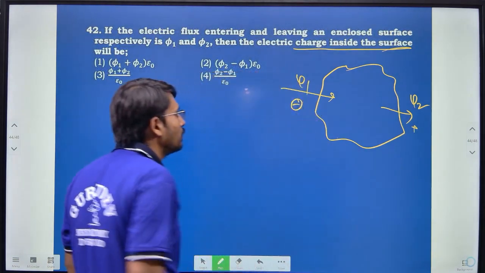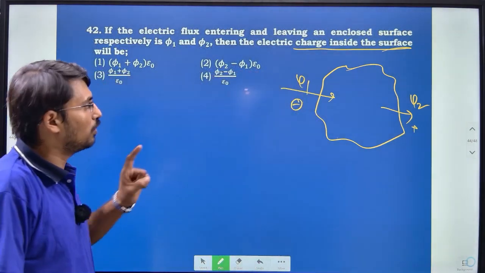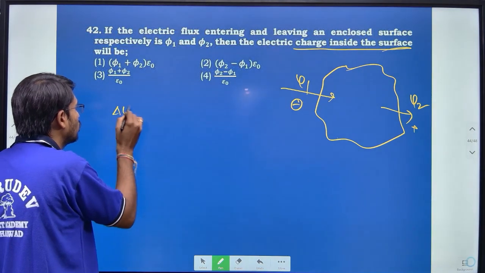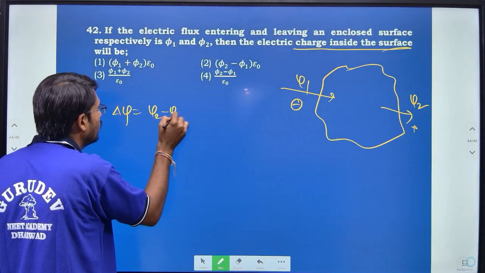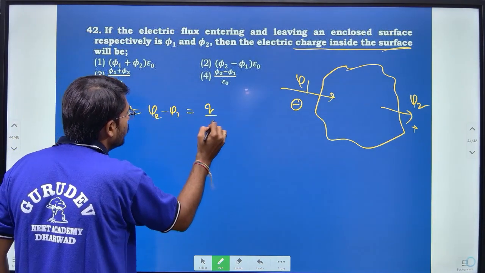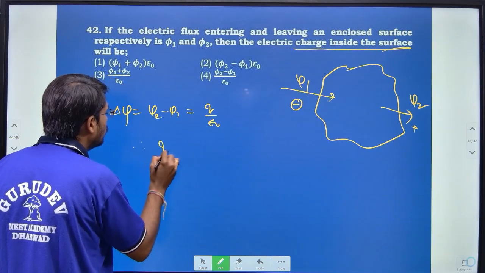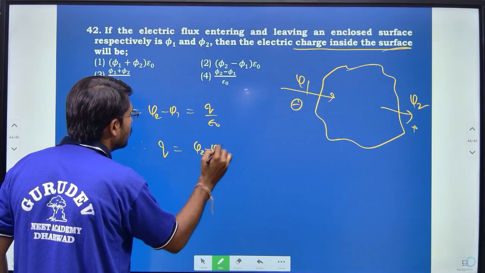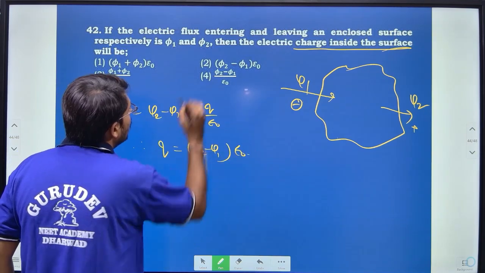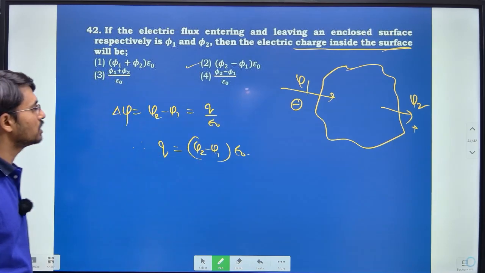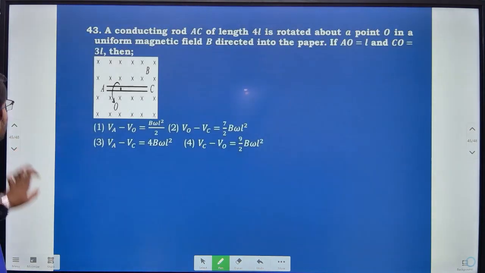Whenever the flux leaves, it is positive, and whenever it enters, it becomes negative. In that particular case, total flux will be phi2 minus phi1, which is Q divided by epsilon. So Q equals what? Phi2 minus phi1, multiplied by epsilon. Option 2 is the right answer in this particular one.